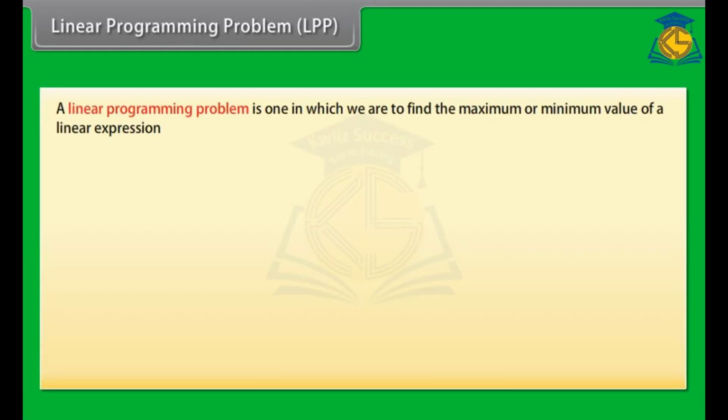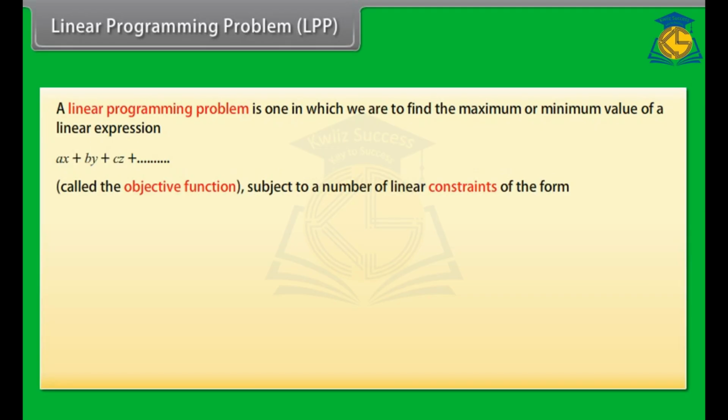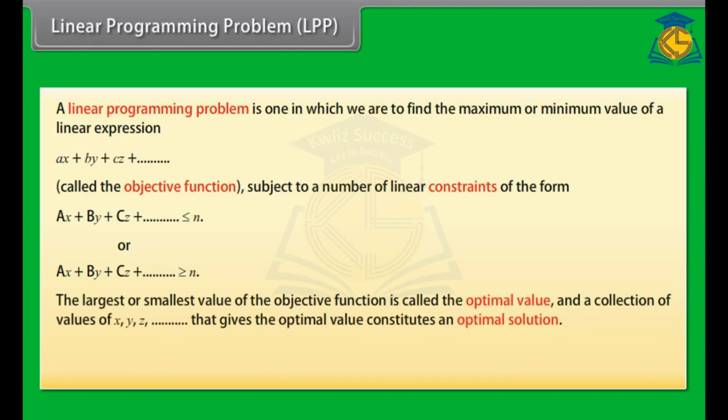Linear programming problem, LPP. A linear programming problem is one in which we are to find the maximum or minimum value of a linear expression, ax + by + cz + and so on, called the objective function, subject to a number of linear constraints of the form ax + by + cz + and so on less than or equal to n, or ax + by + cz + and so on greater than or equal to n. The largest or smallest value of the objective function is called the optimal value, and a collection of values of x, y, z and so on that gives the optimal value constitutes an optimal solution. The variables x, y, z and so on are called the decision variables.